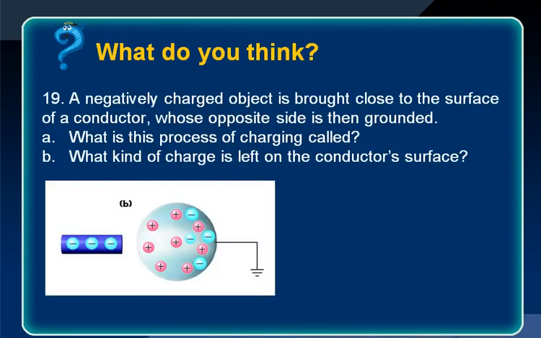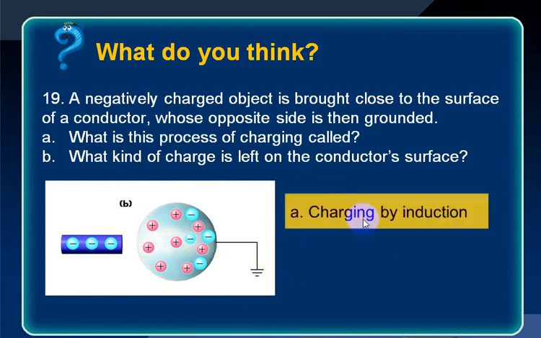Question 19. A negatively charged object is brought close to the surface. This is the object, and this is the surface of a conductor. The opposite side of this conductor is grounded. Question A. What is this process of charging called? This is called charging by induction. Question B. What kind of charge is left on the conductor's surface? Here, this part here, positive charge.